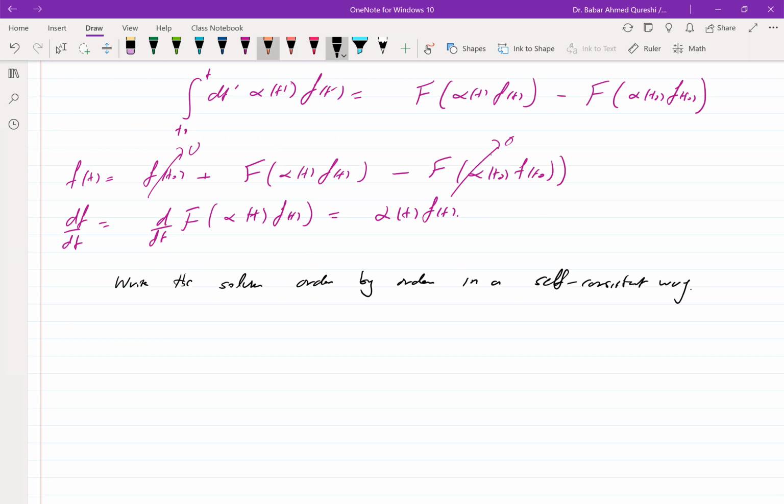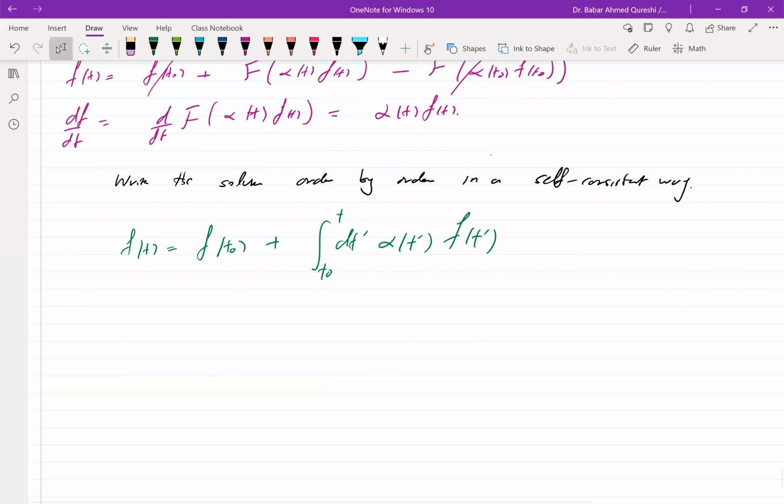So your equation is this one. This is your solution. Now the issue is that I don't know what f is. f is what I'm trying to find, so it's implicitly defined over here, and I cannot integrate it. That's the issue. But I can try to build it up order by order.